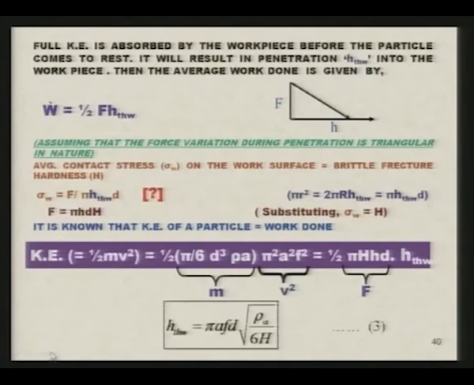Now, if we simplify this equation, we get the value of h_Th_w equal to pi a f d multiplied by the square root of rho a divided by 6 capital H. From here one can determine the depth of penetration in the throwing model in the workpiece, and this value can be substituted in the equation which we initially derived.